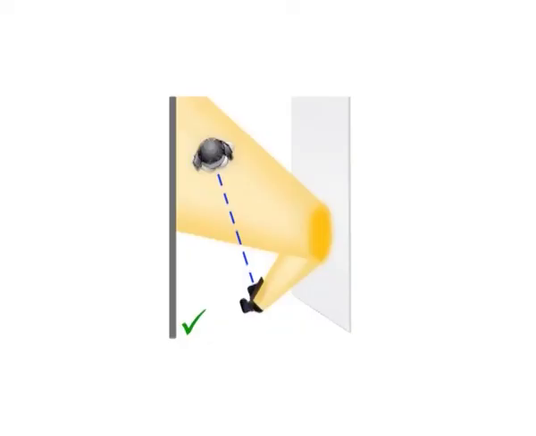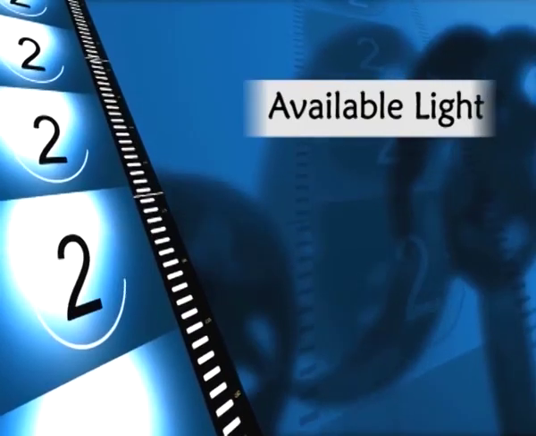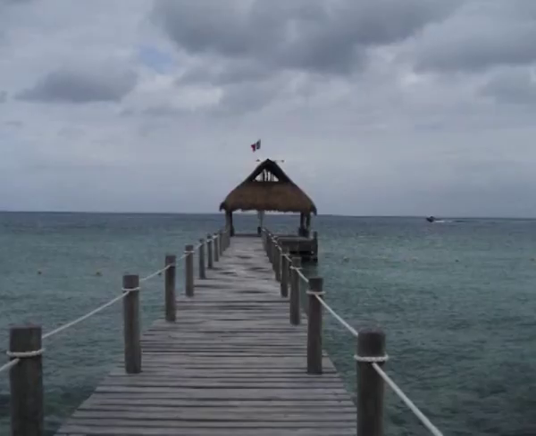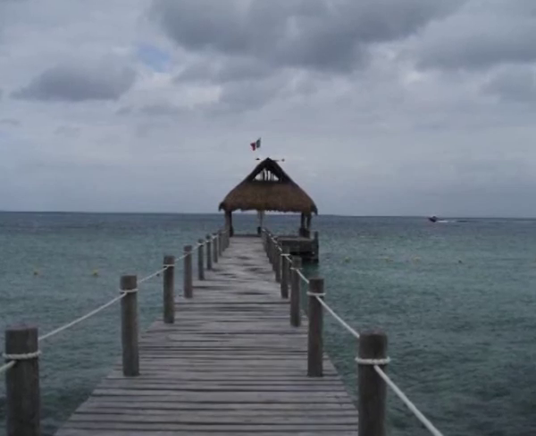Bounce light. Light that is reflected onto something. It may be a wall, a ceiling, a white or neutral surface, a silk or just about anything else. Available light. Whatever light already exists on the location.